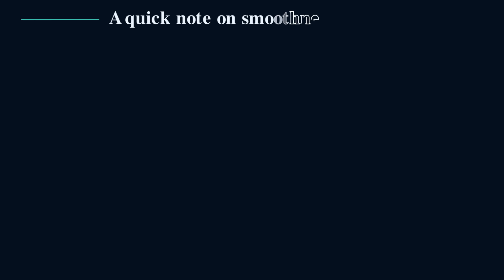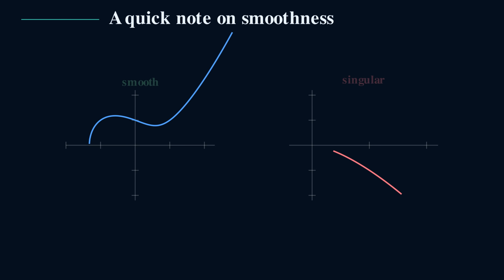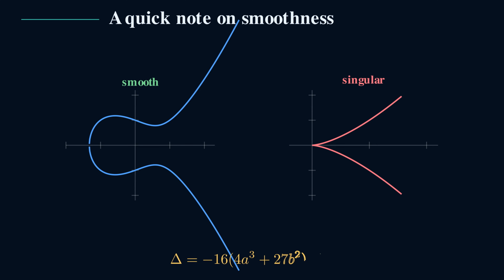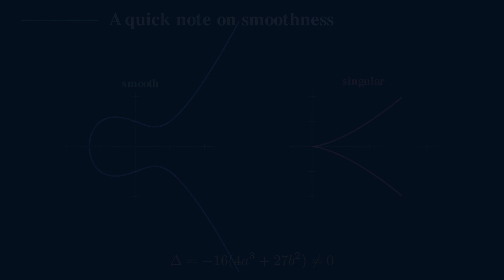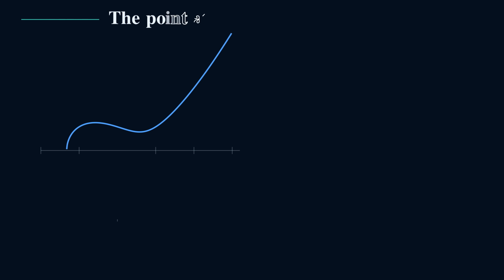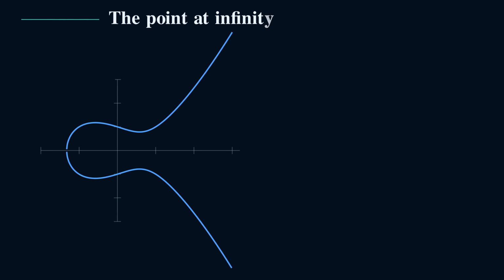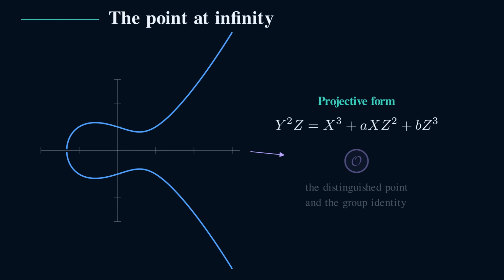We only need one quick fact about smoothness. A smooth cubic has no cusp and no self-intersection. In short Weierstrass form, this is exactly the condition that the discriminant is non-zero. That is what keeps the group law geometry well behaved. Projectivizing the equation adds one more point, the point at infinity, usually written O. It is built into the curve's geometry and becomes the identity element of the group law.